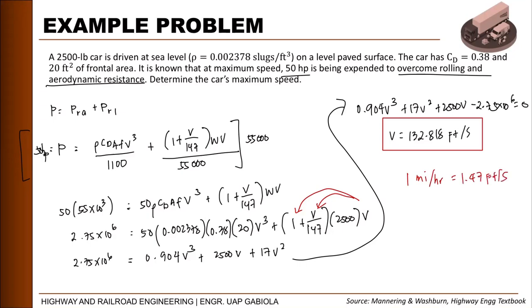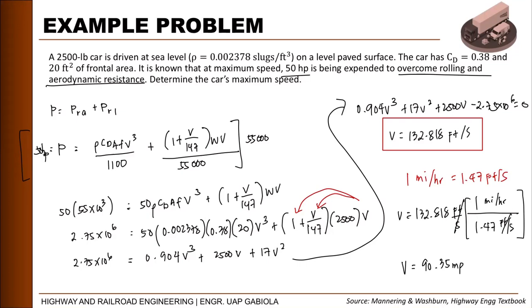So, if we want to convert to miles per hour, we have 132.818 feet per second. To cancel the feet per second, we put the one with feet per second at the bottom, and then 1 mile per hour on top. Okay? Cancel, cancel. So, we have V equal to 132.818 divided by 1.47. So, we have 90.35 miles per hour, or roughly 90 mph.